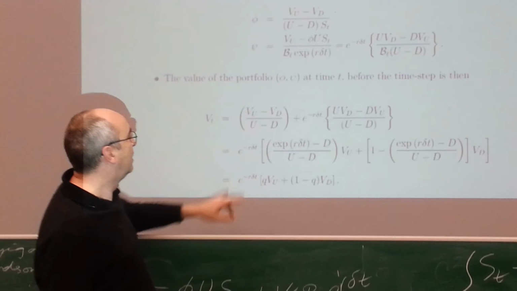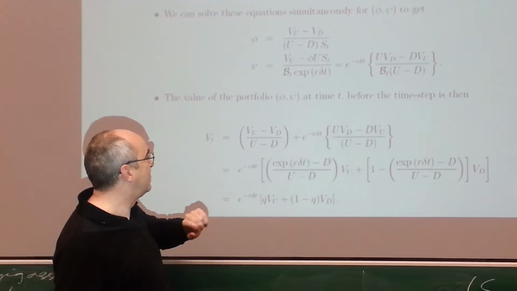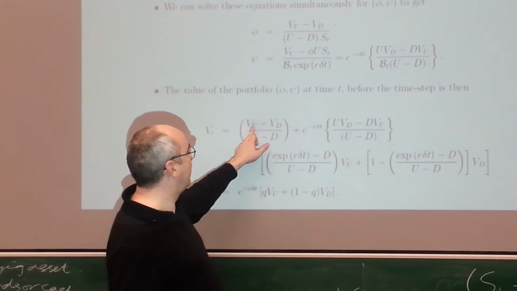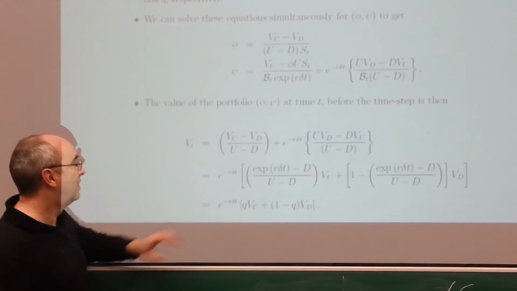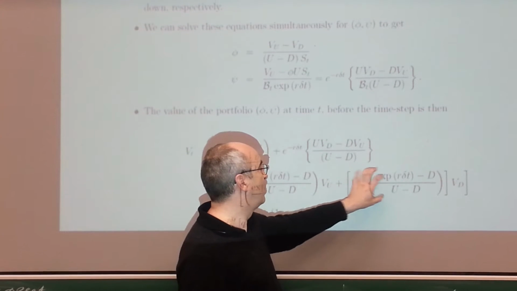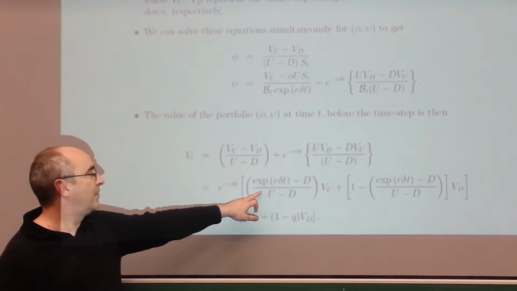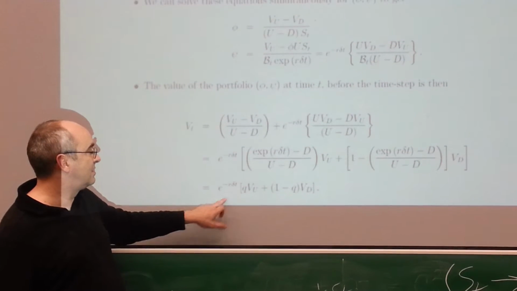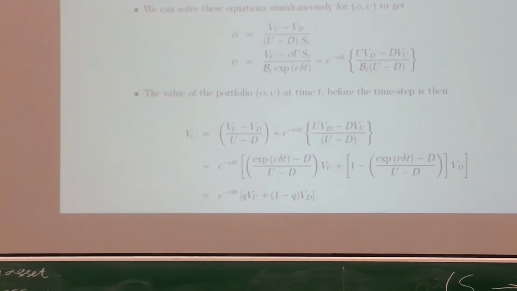Then I've got this complicated expression, which if I pull e to the minus r delta t out the front and play around a little bit and write everything in terms of VU and VD, what do I get? I get this horrible expression times VU, plus 1 minus this horrible expression times VD. If I call that expression Q, I've got e to the minus r delta t, Q VU plus 1 minus Q VD. Now, what does that mean?